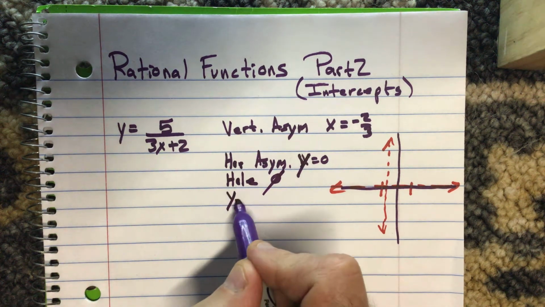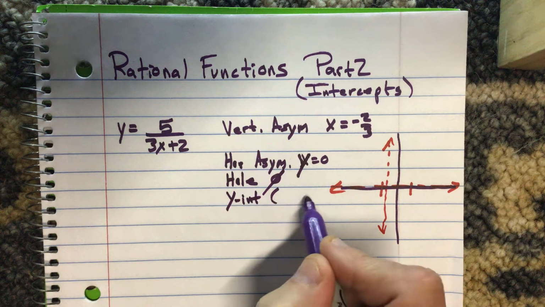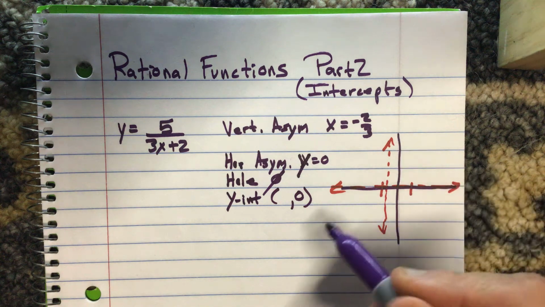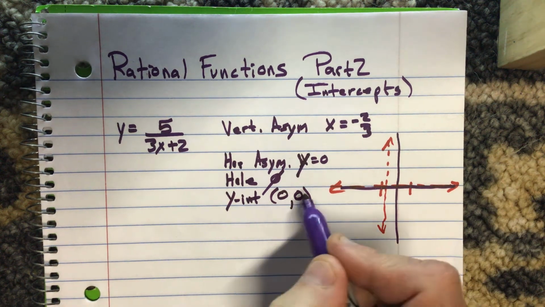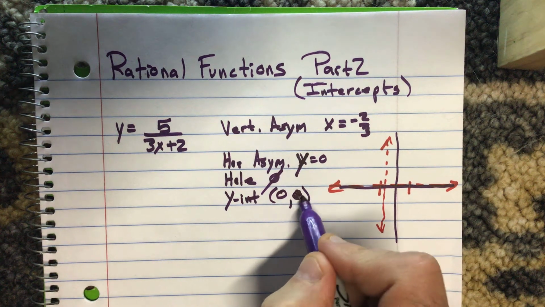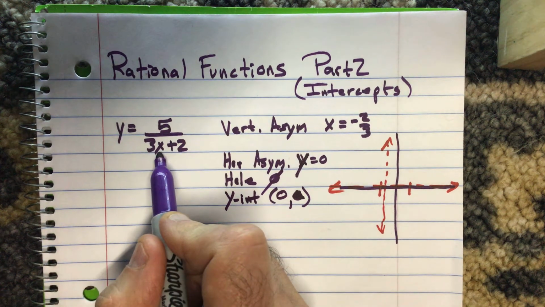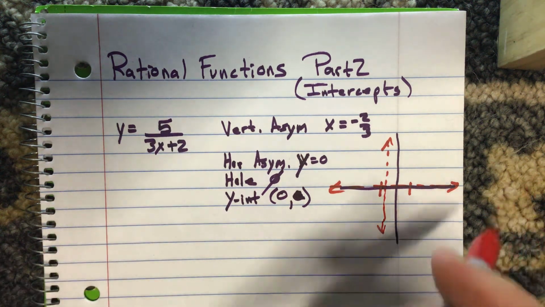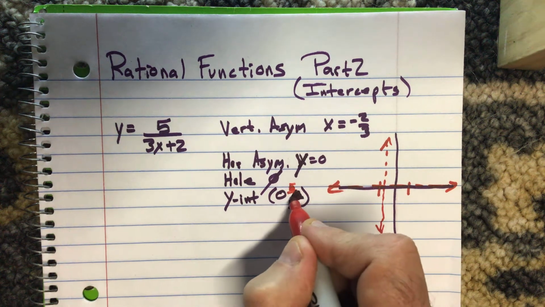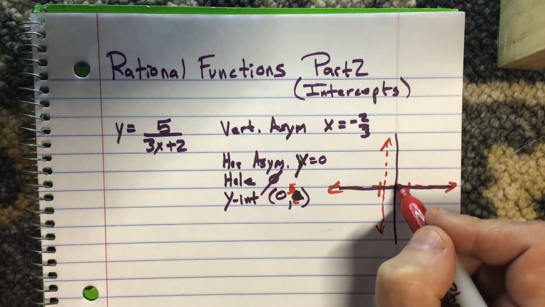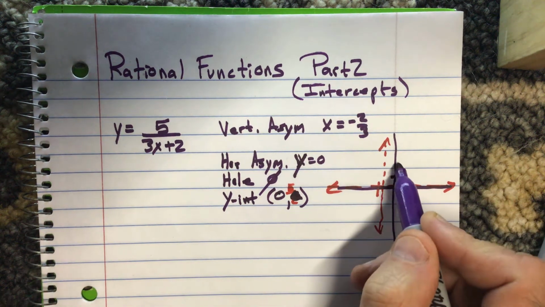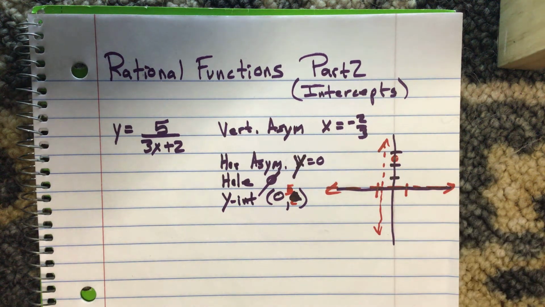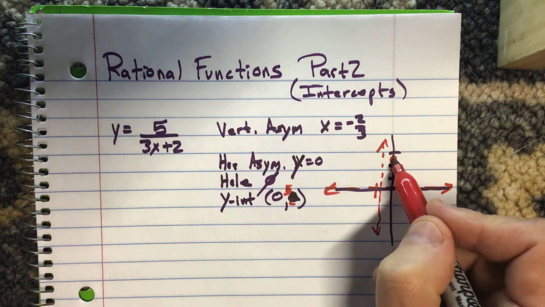The y-intercepts occur when x is 0. Y-intercept is something that crosses here. So the only way it can cross here is if your x value is 0. Oops, I put that in the wrong place. X is 0. So if x is 0, you just plug in x equals 0, which gives you 3 times 0 plus 2, so it's 5 over 2. So the y-intercept is 0, 5 over 2, which is 2.5. So it's 0, 2.5, 1, 2, 3, 2.5. You have an x-intercept right here. I'm sorry, a y-intercept right here.